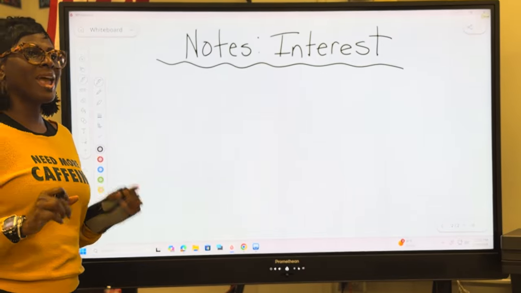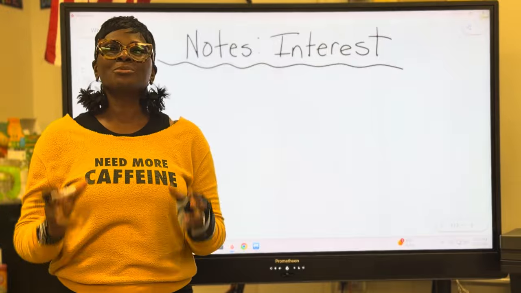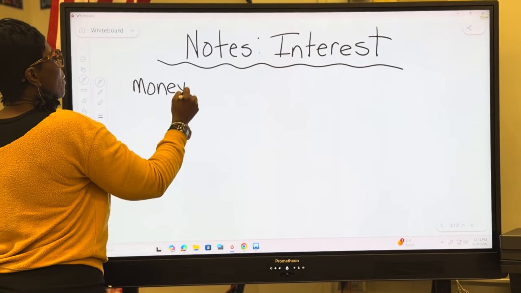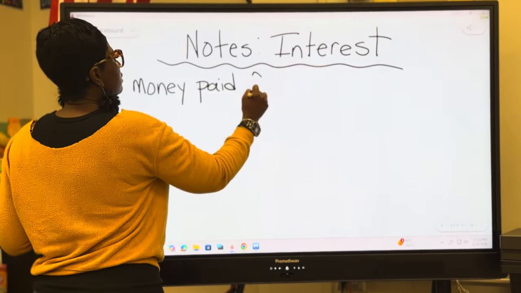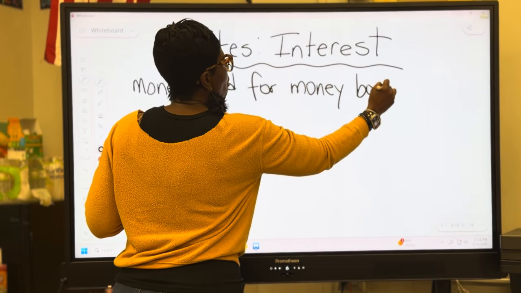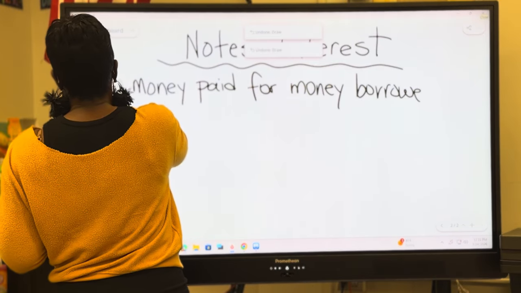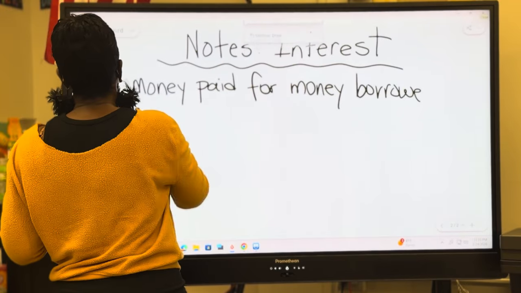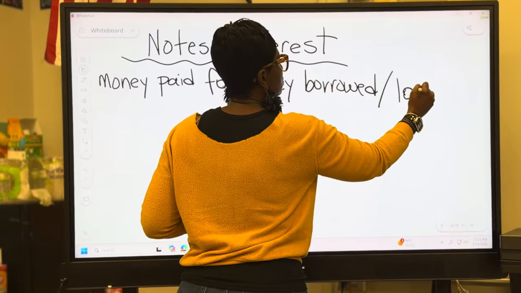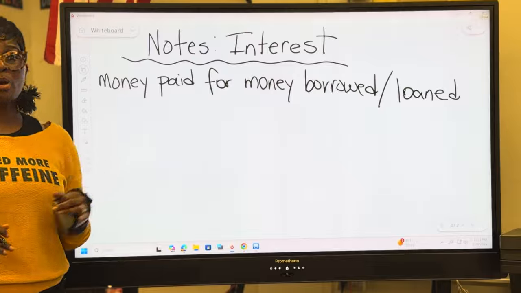All right, so let's talk about interest. There are two types of interest. What is interest? Interest is money paid for money borrowed or loan. It is money paid for money borrowed or loan.